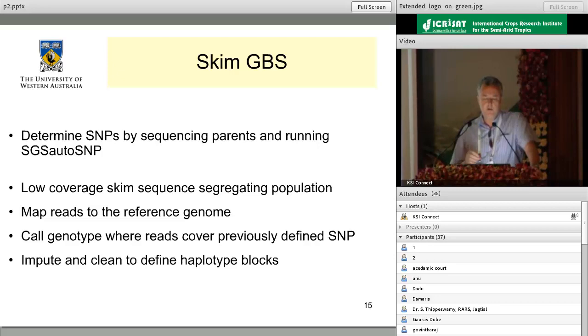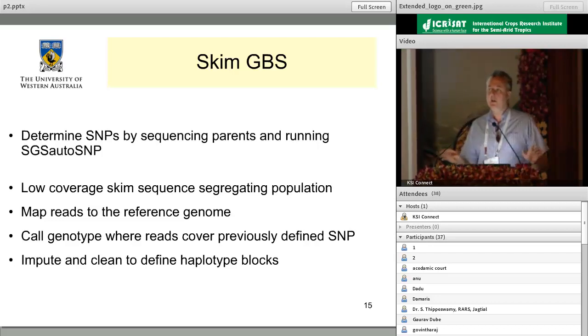So I'm going to expand on how we do this. With Skim GBS, it's a two-step process. First of all, we identify the SNPs. We sequence the parents and use our own tool called SGSautoSNP. This is published, it's freely available, and it's used for a whole range of other projects. We identify lots and lots of SNPs, and this is what we used to identify the 20 million SNPs in wheat. Once we've got that, we do low coverage skim sequencing of the segregating population.